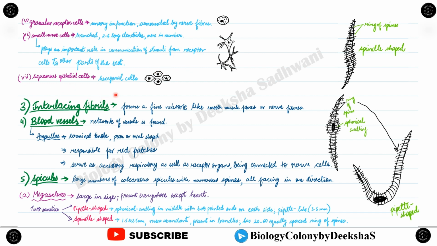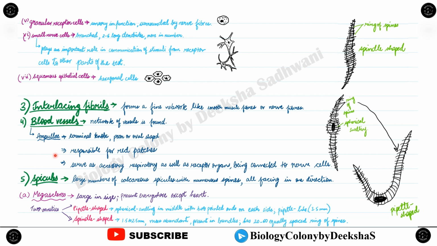Then we have squamous epithelial cells. These are the hexagonal cells found on the test. Next we have interlacing fibrils. They form a fine network like smooth muscle fibers or nerve fibers. Then we have blood vessels. We have a network of vessels that are found in Herdmania.